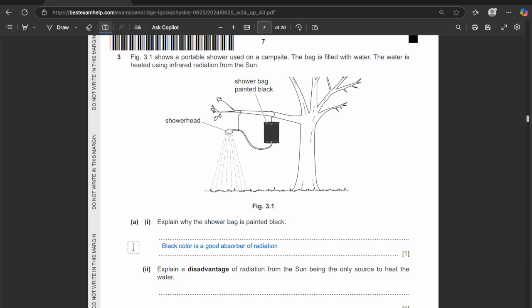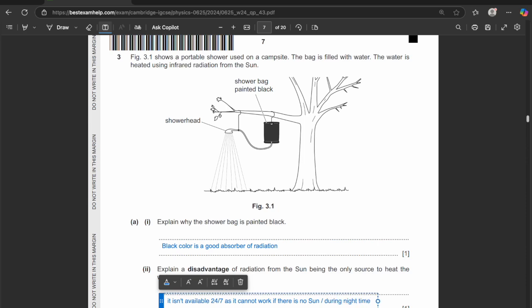Now explain a disadvantage of radiation from the sun being the only source to heat the water. So this is asking about the reliability of the sun, right? It isn't available 24/7, as it cannot work if there is no sun, or maybe at night, during nighttime, this kind of thing.